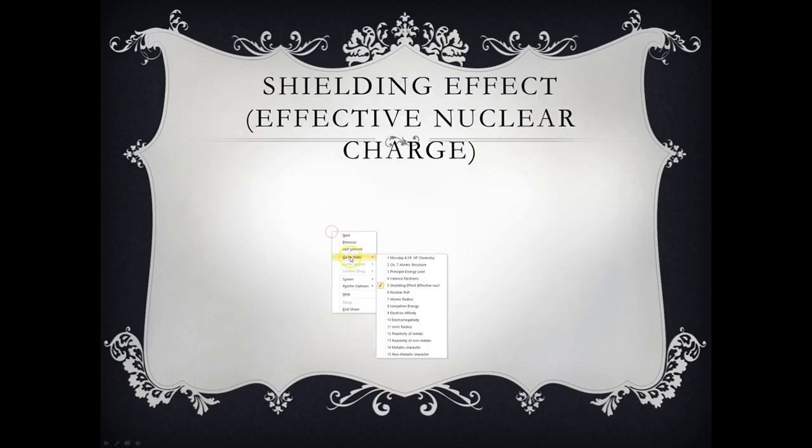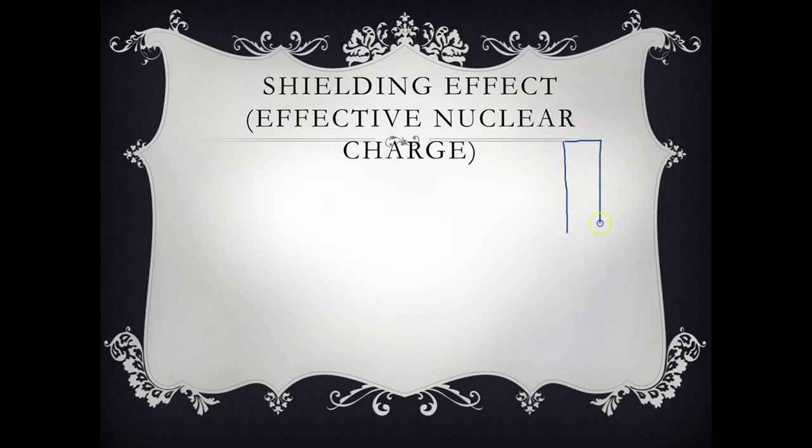Shielding effect. Now this is kind of cool, and a lot of students have a hard time with this one, but it's real simple. If you look at the periodic table, let's look at hydrogen down to lithium, down to sodium. What's next? Potassium. As you move down the periodic table, there's an increase in shielding or effective nuclear charge.